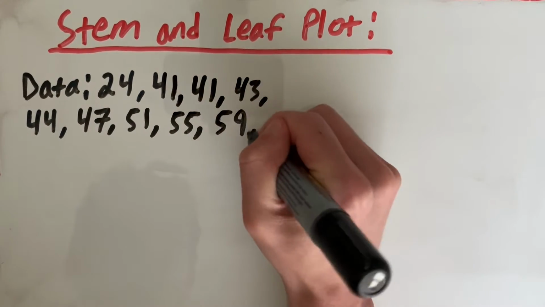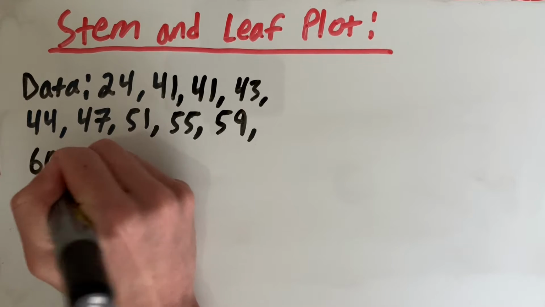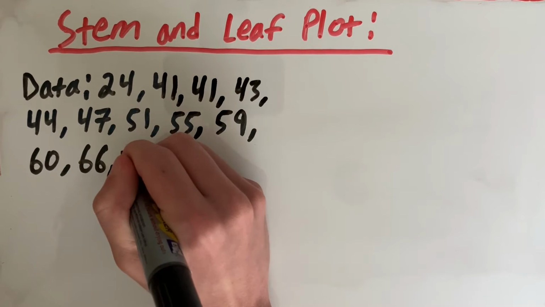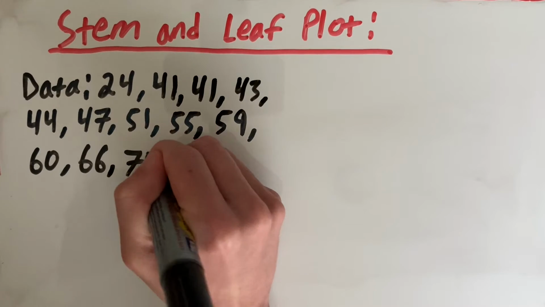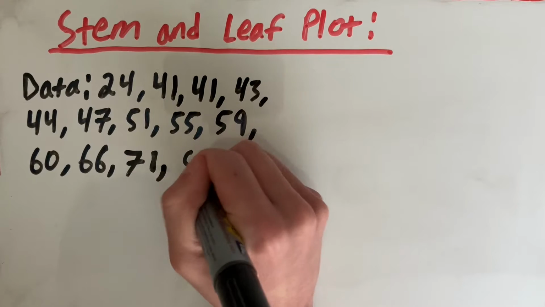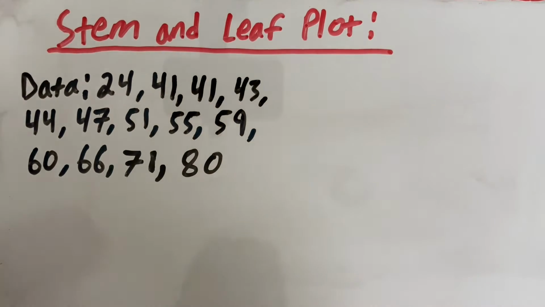So the first thing you want to do is when you're given your data, you're going to want to order this data from smallest to largest in number size. So I've already done this to save time, and here is our data. So we're going to use this data to make our stem and leaf plot.